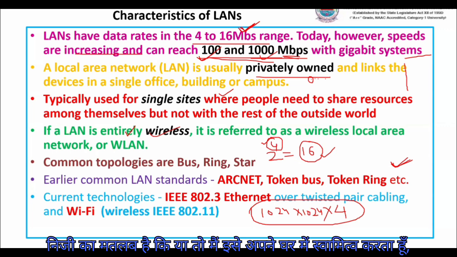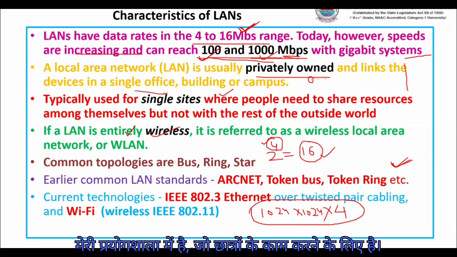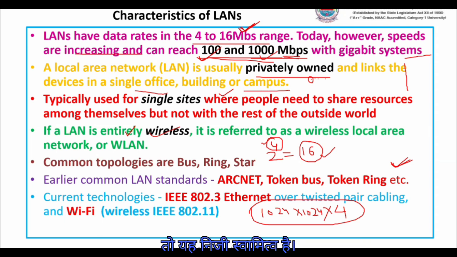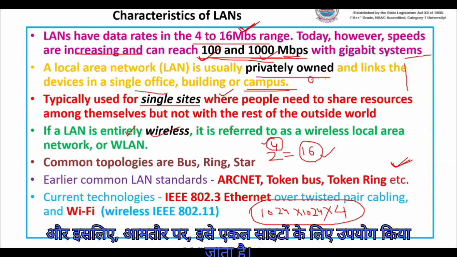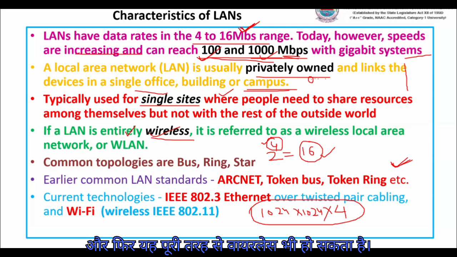Local area networks are normally privately owned. Privately means either I own it in my home, or it is in my university, in my department, in my lab, which is meant for the students to work on. So it is privately owned by my department, or it can be owned by a campus. A small campus of a school or college establishes a LAN, so that is privately owned, and hence it is typically used for single sites.